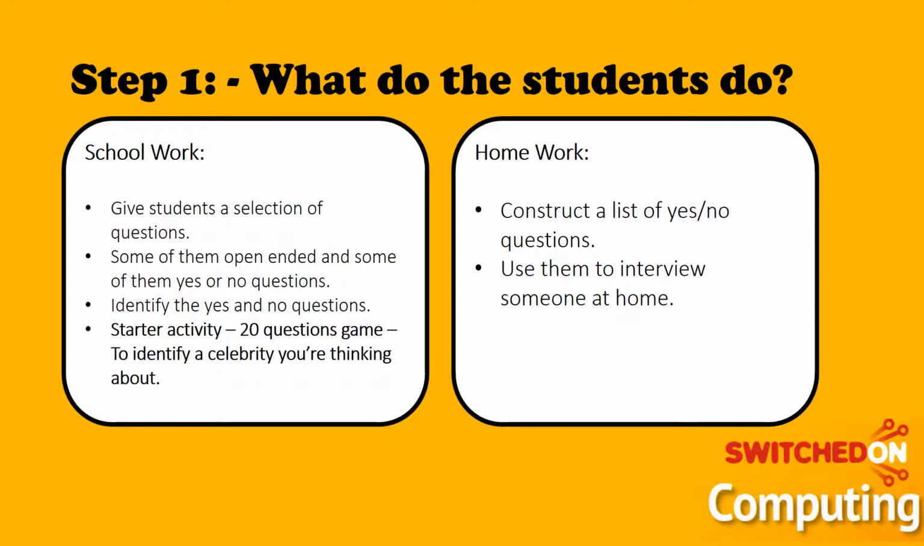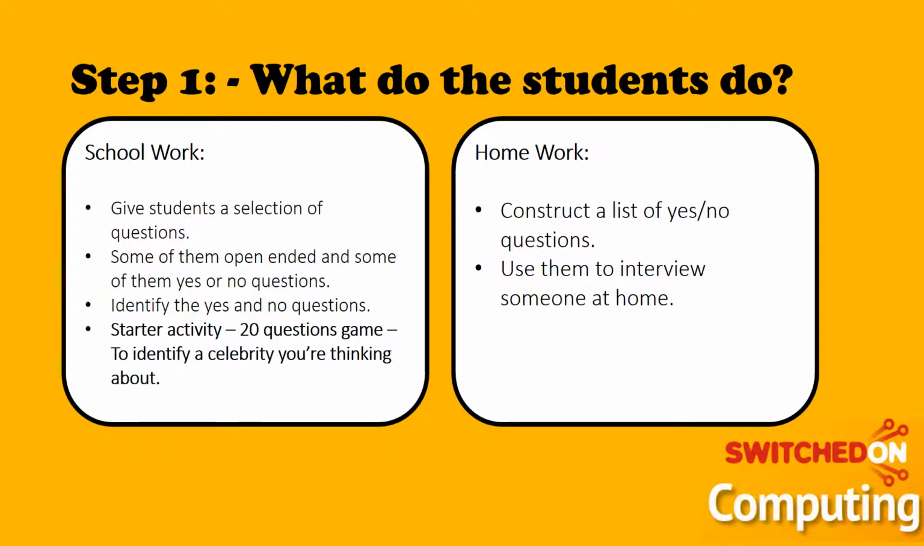So to do this lesson, you'll need to give the students a selection of questions. Some of them can be open-ended and some of them can be yes or no questions. But then what you want to do is get them to identify what the yes or no questions are and lead that into the next activity where they start creating their own tree diagram. Now, one suggestion that I think might be useful to start this lesson is to do a 20 questions game. So you could say to your students, I'm thinking of a celebrity, you have 20 questions you can ask me to find out who it is.